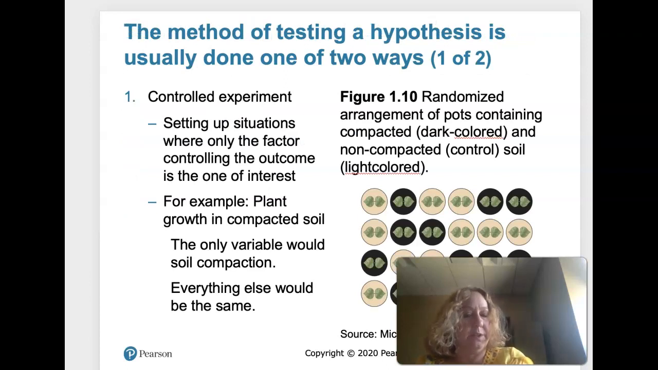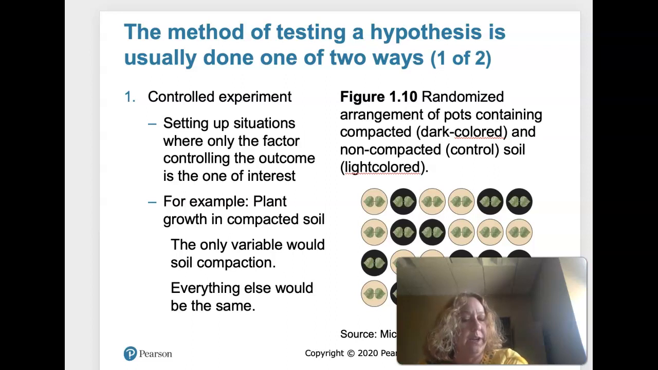Let's look at soil compaction. So a controlled experiment. Essentially, you're going to want to randomize this if you're going to do a controlled experiment. This is one of two ways. My stream banks, we couldn't do that. But if I wanted to look at soil compaction, or the effects of fertilizer, or yelling at plants, I would do a controlled experiment and I would randomize my pots. This is pretty easy to do in the greenhouse. You're going to set up a situation where only the factor controlling the outcome is the one of interest.